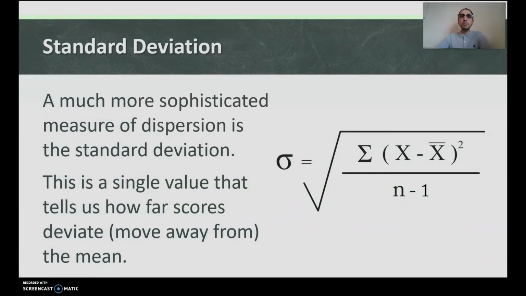SD. A much more sophisticated measure of dispersion is the standard deviation. This is a single value that tells us how far scores deviate or move away from the mean. And that's how you calculate it on the right. Luckily for you, you don't need to calculate the standard deviation. You need to calculate the mean, median, mode, and range, but you do not need to calculate the standard deviation.